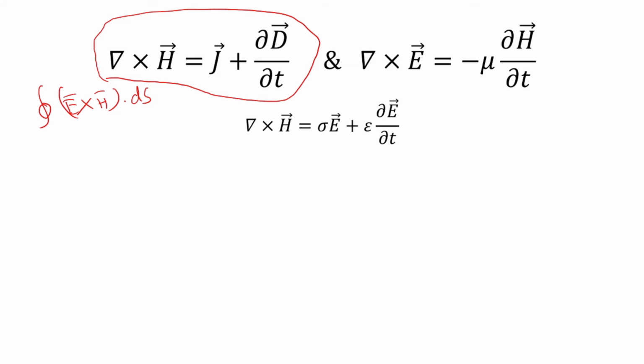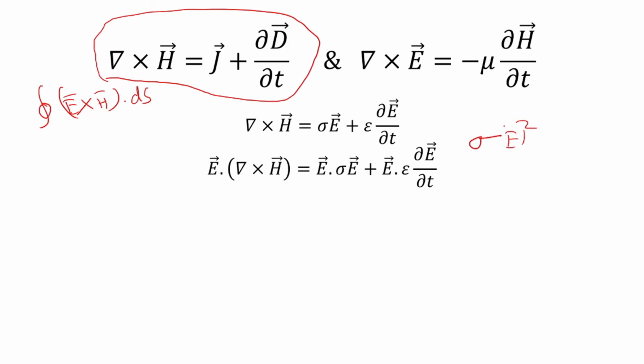If I dot both sides of this equation with E bar, I get E bar dot del cross H bar to be equal to E bar dot sigma E bar plus E bar dot epsilon times dou E bar by dou T. The result of this dot product would be sigma E square, where E square is the mod E square, plus epsilon times dou by dou t of mod E square.